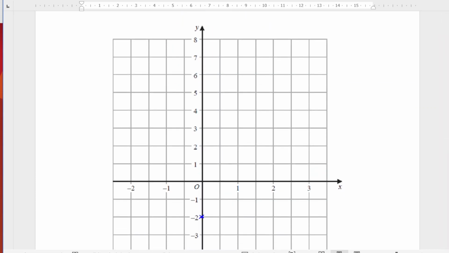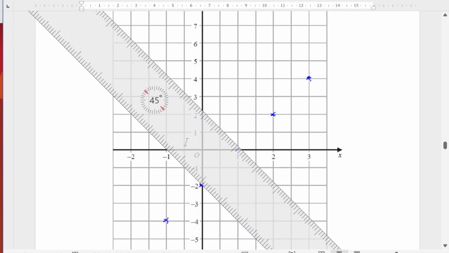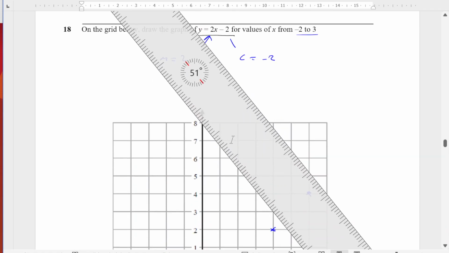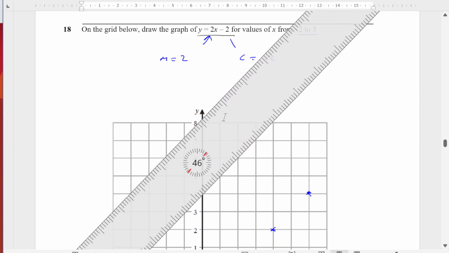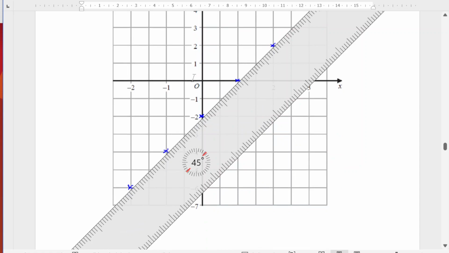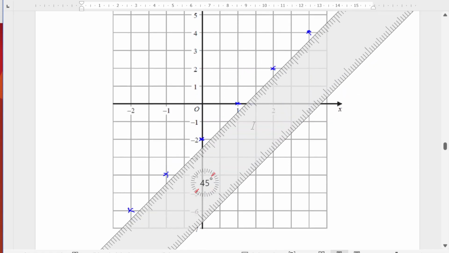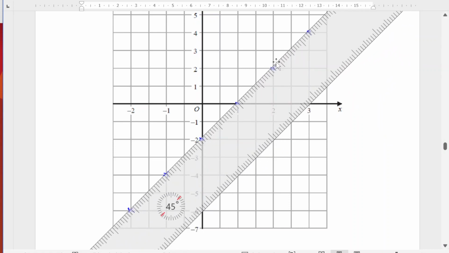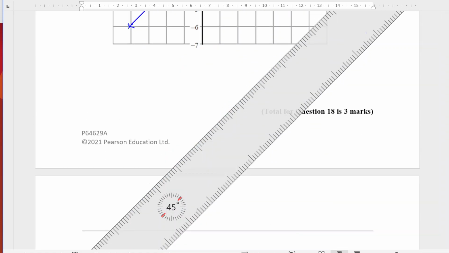So if we start at minus 2, for every full square across, we go up 2. Full square, 2, full square, 2, and then going back. I should join that up with a ruler. A comment from the summer exam series was that it was clear that a number of students had equipment but chose not to use it. So that's going to be my graph. And table of values is a perfectly acceptable method. I just find that one quicker. And that's it for that.